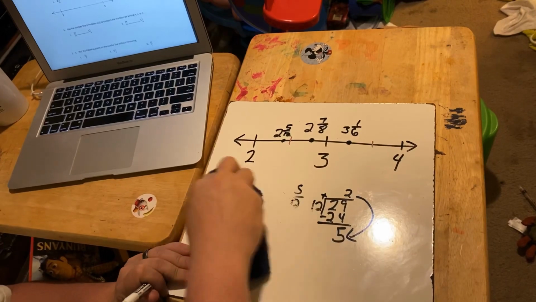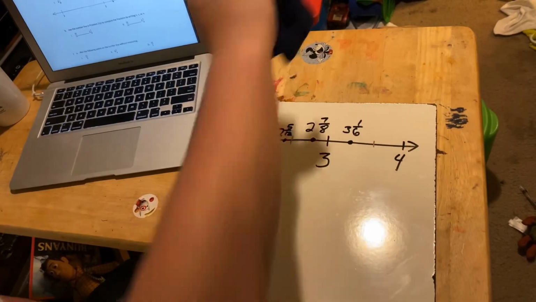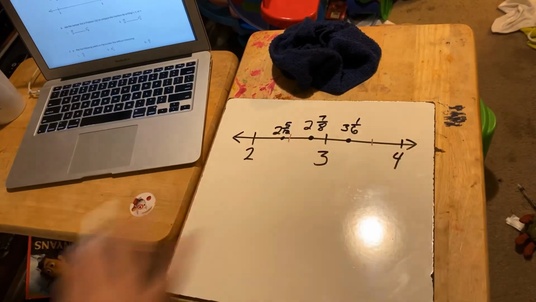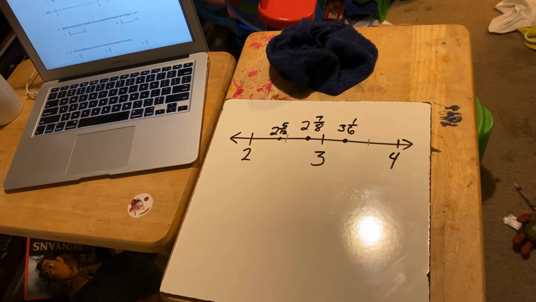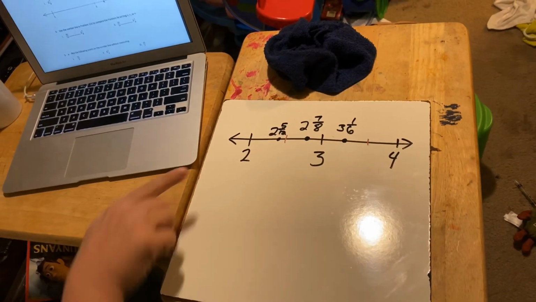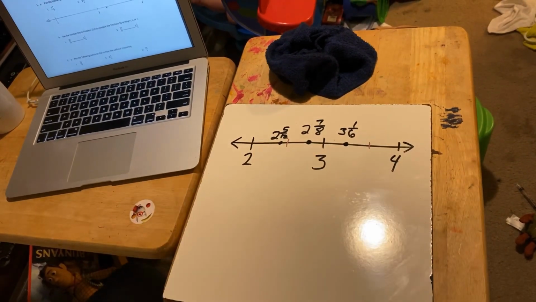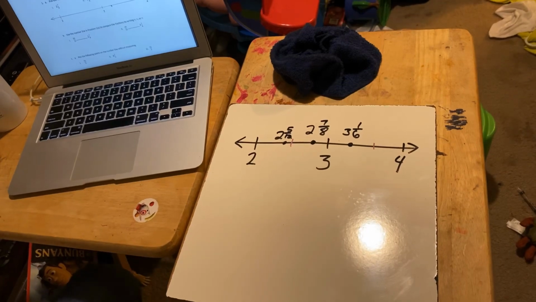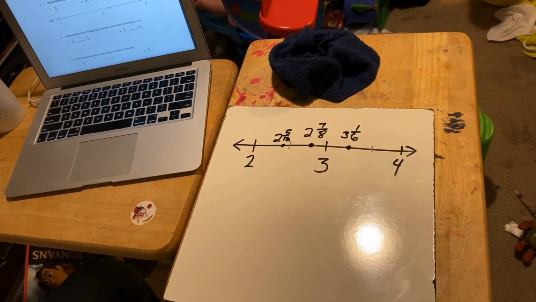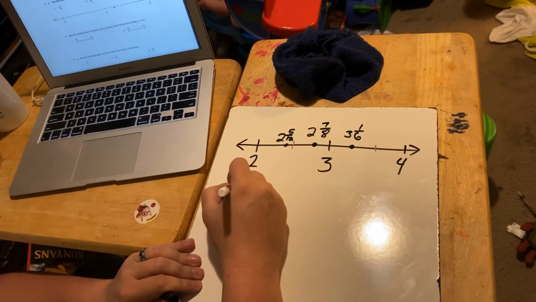Go ahead and erase this work right here. If you need to, you can pause and make sure you have your numbers up there. So now we have our number line, and we've got 2 5 twelfths, 2 7/8, and 3 1/6. Remember, as the numbers go this way, they're getting greater. So now we're just going to use this information to answer part B.